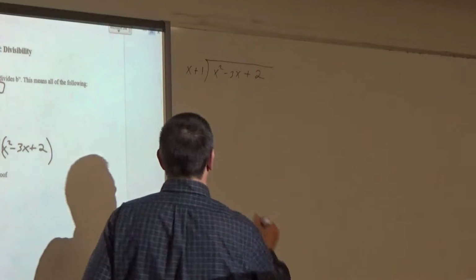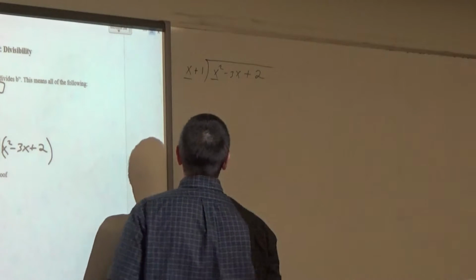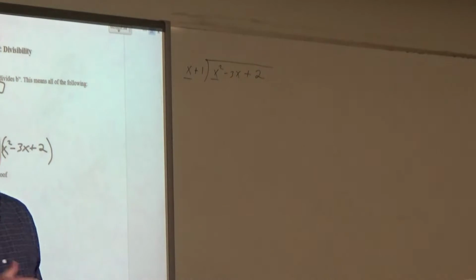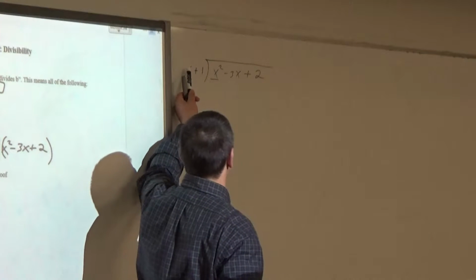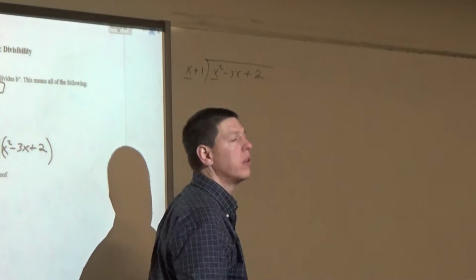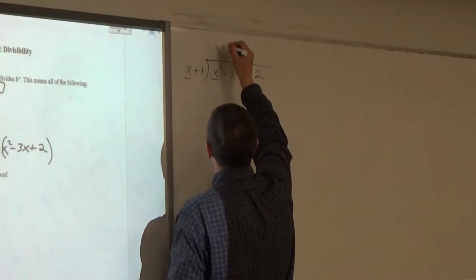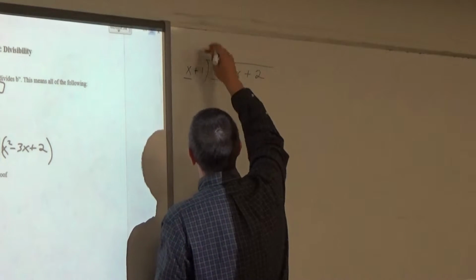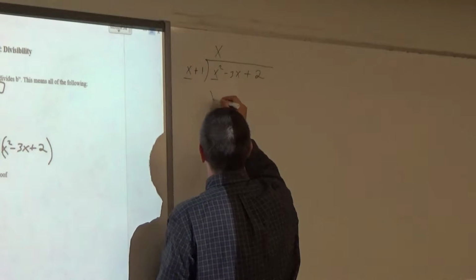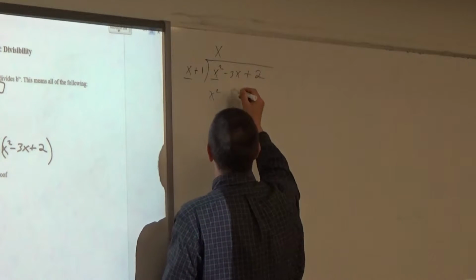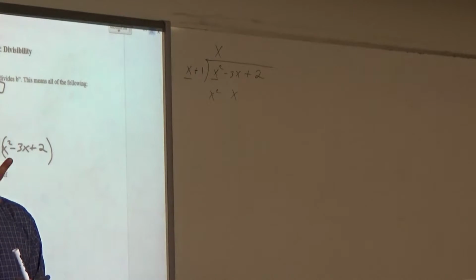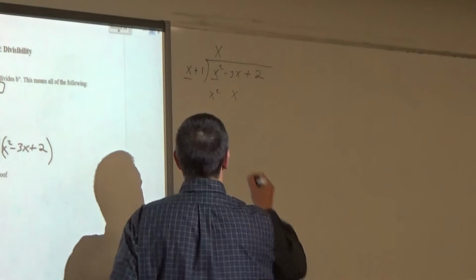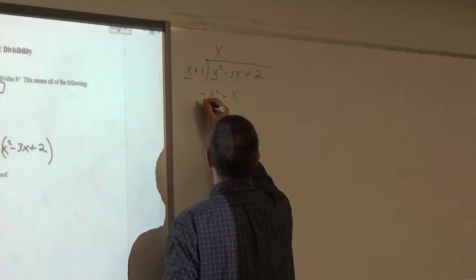Okay, so I'm going to look at x, and I'm going to look at x squared. And then I think to myself, guys, what multiplies by x to give me x squared? Just x. Good. So we have an x here. We distribute the x to these two. So x times x is x squared, x times 1 is x. And then don't we flip the signs around? So this would become a minus x squared and a minus x.